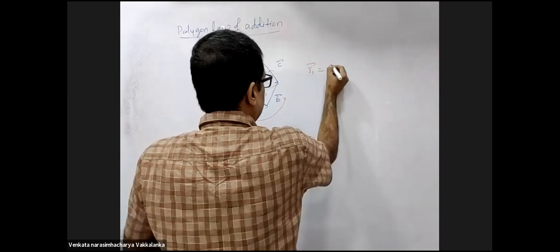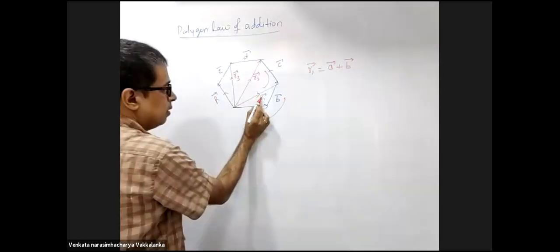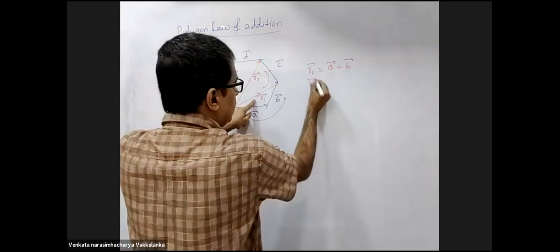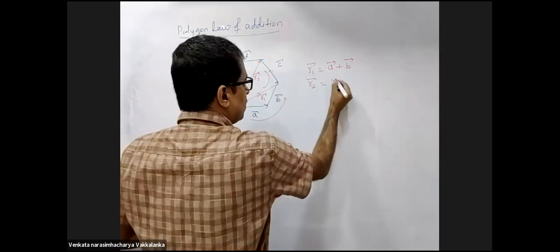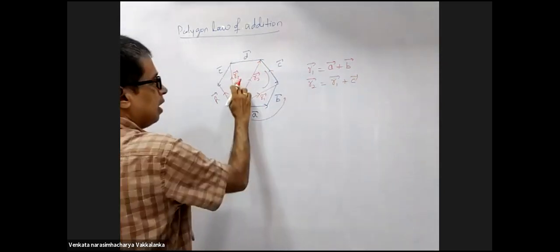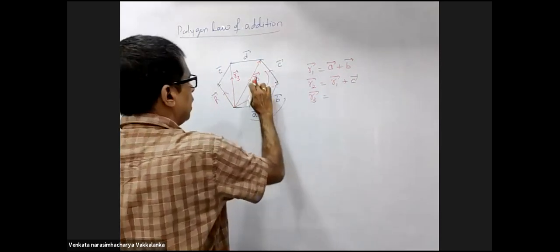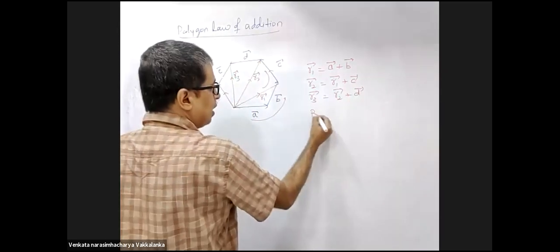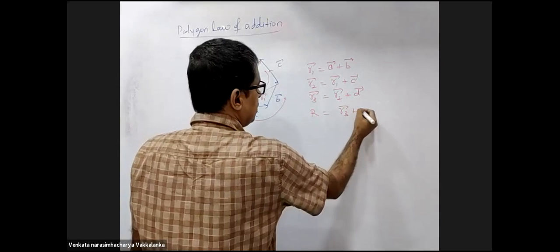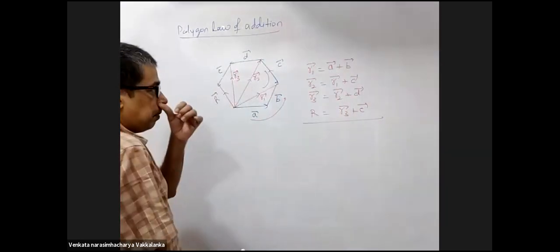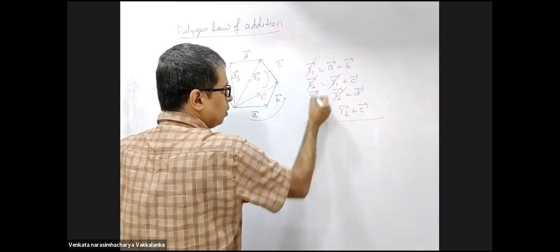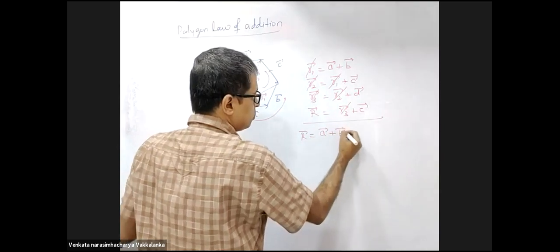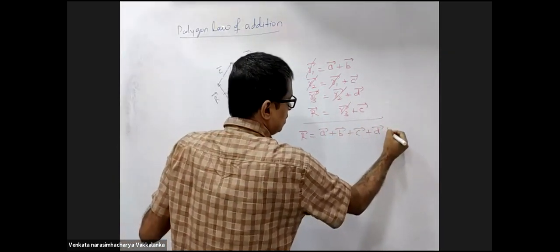Mathematically, R1 is A plus B. R2 will be R1 plus C. R3 will be R2 plus D. Capital R will be R3 plus E. Add all of them; this will go, this will go, this will go. R will be equal to A plus B plus C plus D plus E.